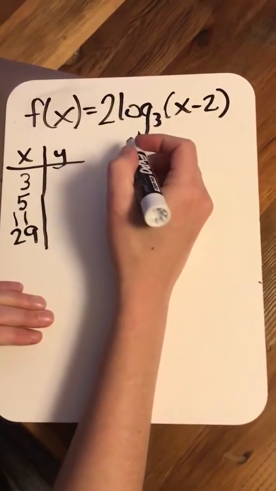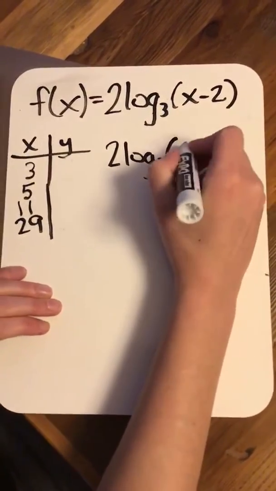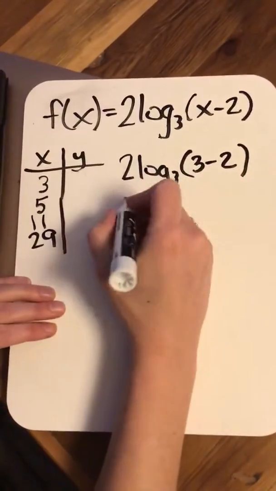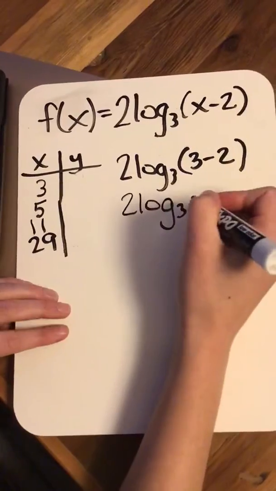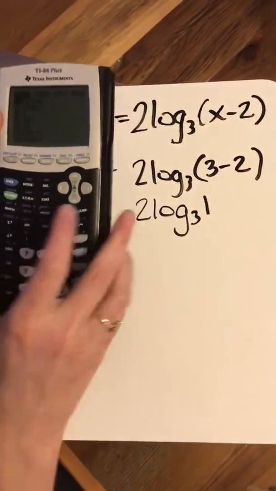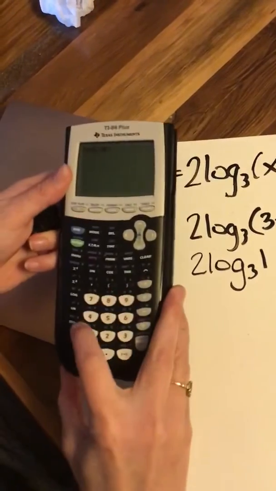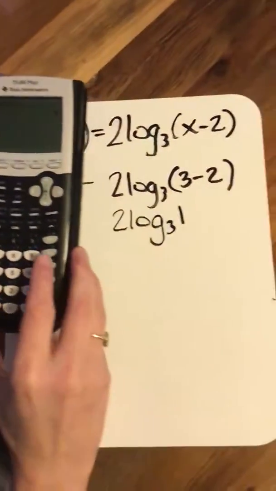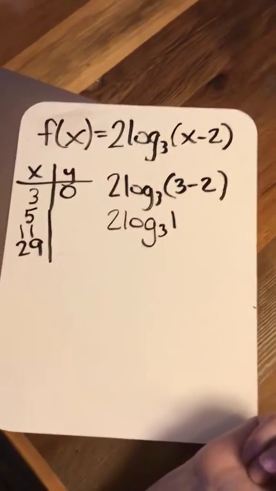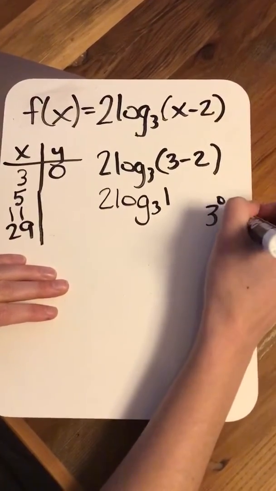When you use your order of operations, please make sure that you plug stuff in and go in the correct order. So, if I'm plugging in a 3, 3 minus 2 is 1. So now I have 2 times log base 3 of 1. And then I would put that in my calculator. Remember, we hit the math button, scroll down to our log base, make sure we change it to 3, put in our 1, which gives us 0, and then we multiply that by 2. So our number right here is 0.